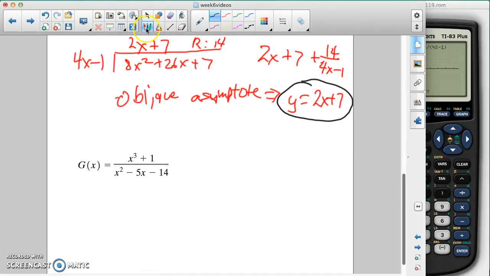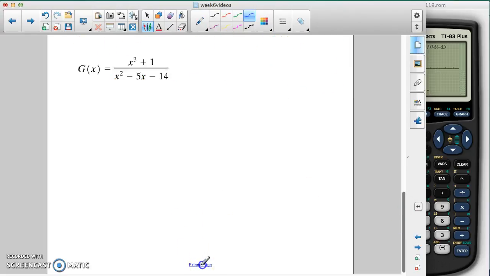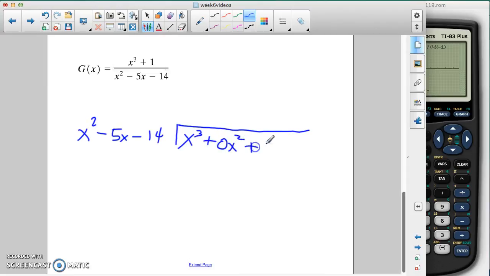I think that we're going to get an oblique asymptote here. This one's a little bit more challenging because we have some missing terms, right? So we have x to the second minus 5x minus 14 divided into x cubed plus 1. Well, I'm going to put in some missing terms here. I'm going to say there aren't any x squareds, there aren't any x's, then we have the plus 1. So I'm going to do this division.